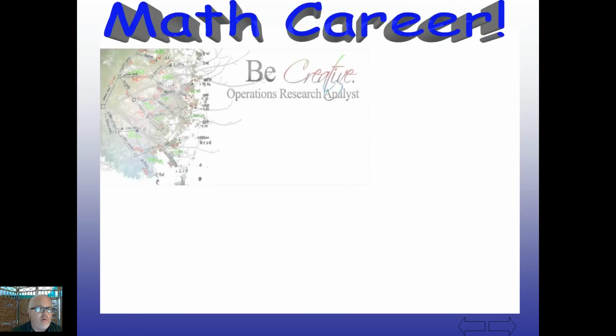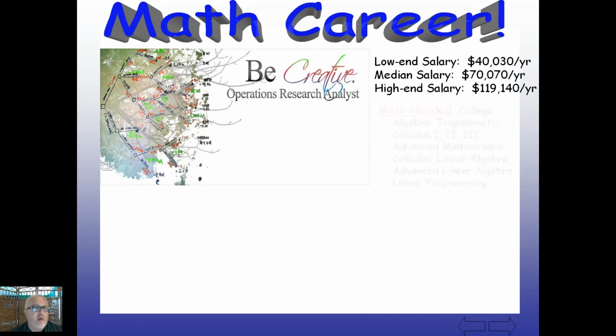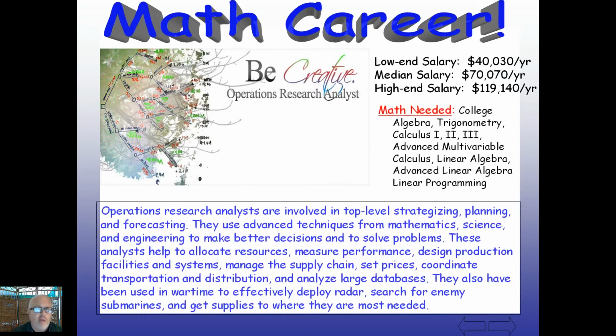First, our math career, and this is an operations research analyst. You can see, of course, the salary up there, pretty moderate at the beginning and gets healthier as they go along. Basically, in a nutshell, these creative people move stuff around. They strategize, plan, and forecast when things are going to be needed. They use advanced techniques from mathematics, science, and engineering to make better decisions and solve problems.